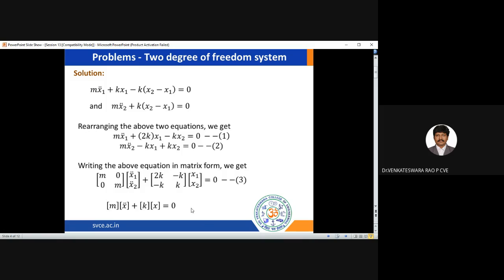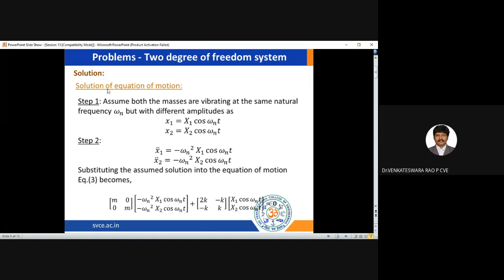So with this, we got mass into acceleration plus stiffness into displacement equal to 0. That is the general form. But the solution of the equation of motion, we know, let us assume capital X1 is the initial amplitude, and small x1 is with respect to time how it is moving. So initial amplitude into cos omega nt. We assumed the vibration as a cos function. Similarly, x2 also, some other capital X2 is the initial amplitude, into cos omega nt. So both are cos functions we have taken.